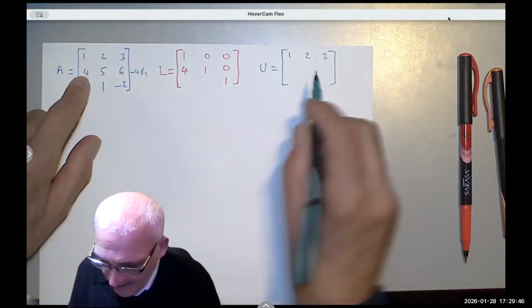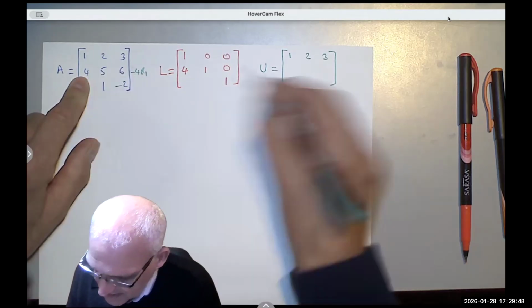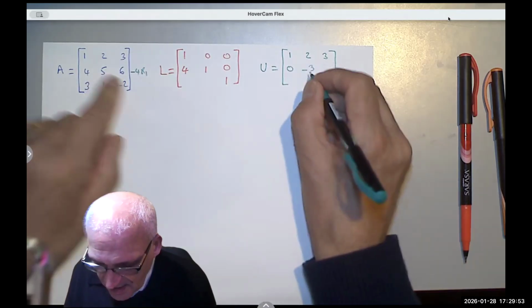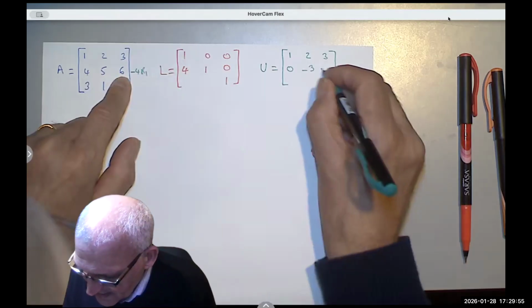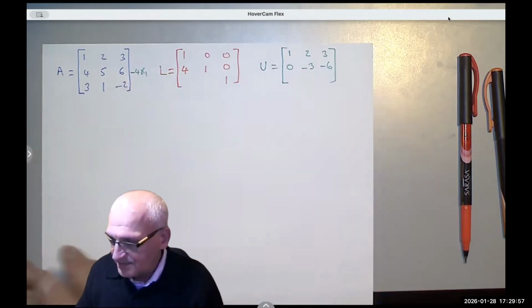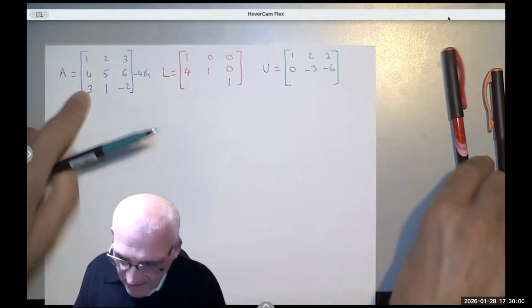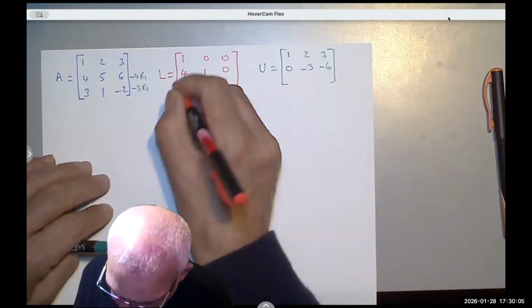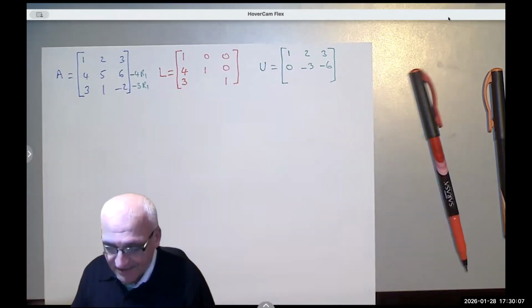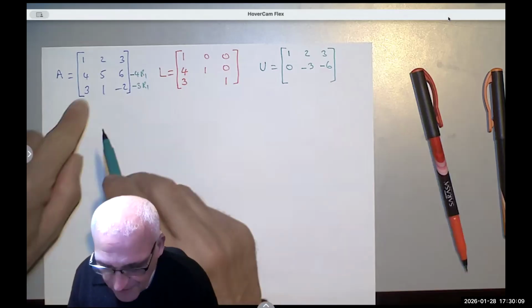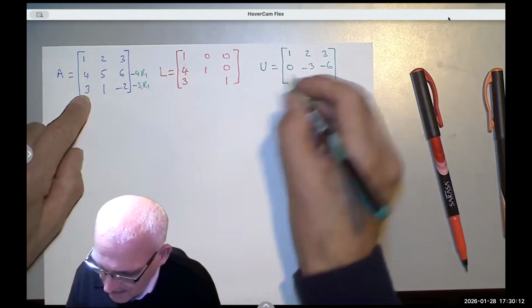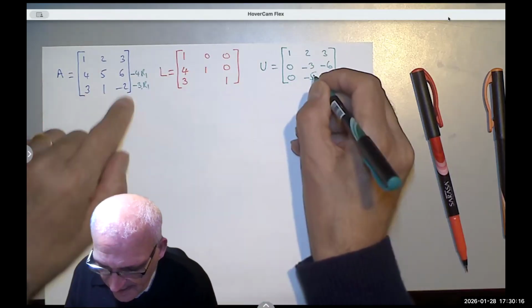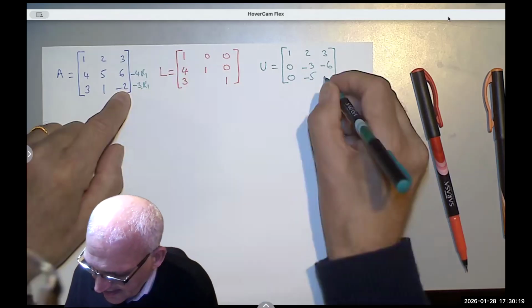And then you say, okay, 4 minus 4 is 0. 5 minus 8 is -3. 6 minus 12 is -6. I'm done with the second row. Then to get rid of the 3, I need to subtract 3 row 1. So I come here and write 3. That's what I want to subtract. 3 minus 3 is 0. 1 minus 6 is -5. And -2 minus 9 is -11.